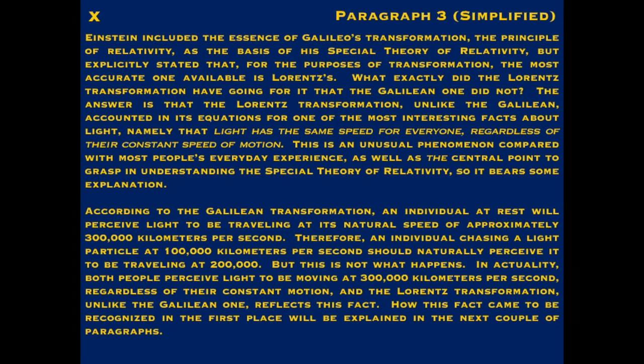According to the Galilean transformation, an individual at rest will perceive light to be traveling at its natural speed of approximately 300,000 kilometers per second. Therefore, an individual chasing a light particle at 100,000 kilometers per second should naturally perceive it to be traveling at 200,000, but this is not what happens. In actuality, both people perceive light to be moving at 300,000 kilometers per second, regardless of their constant motion. And the Lorentz transformation, unlike the Galilean one, reflects this fact. How this fact came to be recognized in the first place will be explained in the next couple of paragraphs.